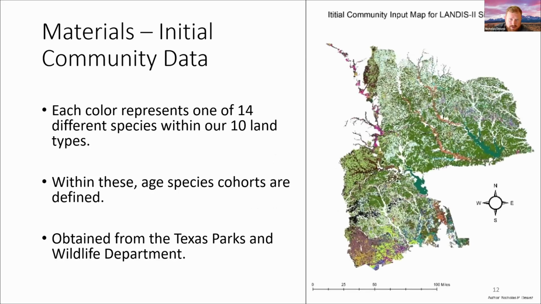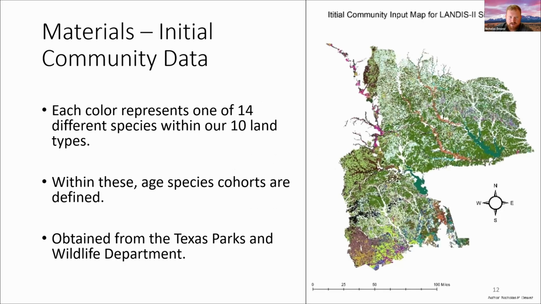The final major input for the LANDIS-II is the initial communities. We use 10-meter land classification maps of central East Texas, sourced from the Texas Parks and Wildlife Department. These maps are based on detailed vegetative classification from fixed ground sample points across the state, and each color you see here on the map represents one of the species within each ecoregion.